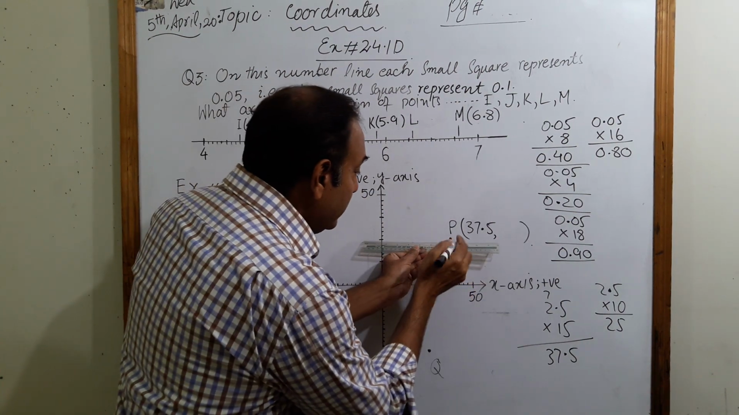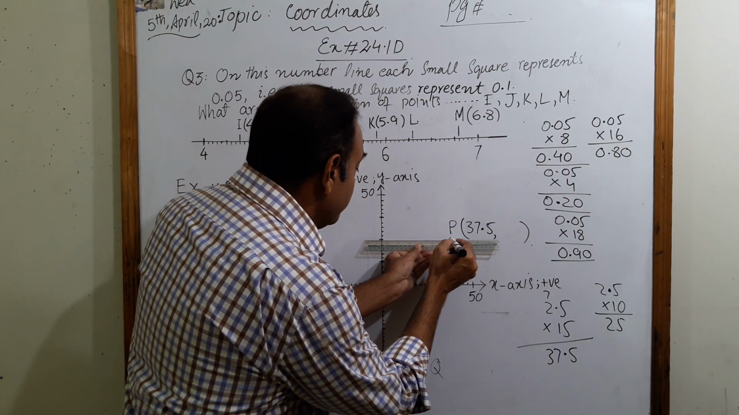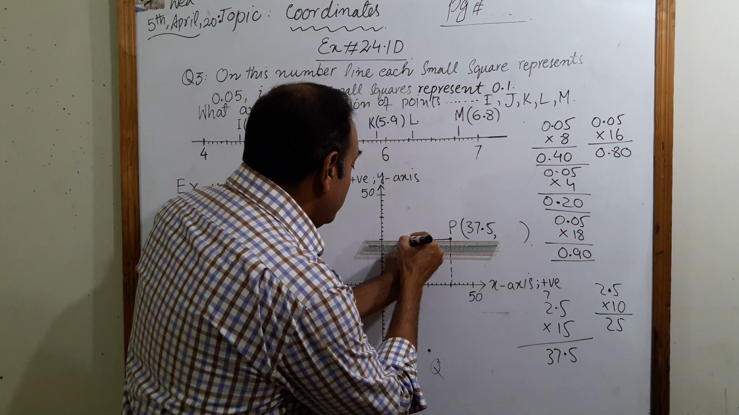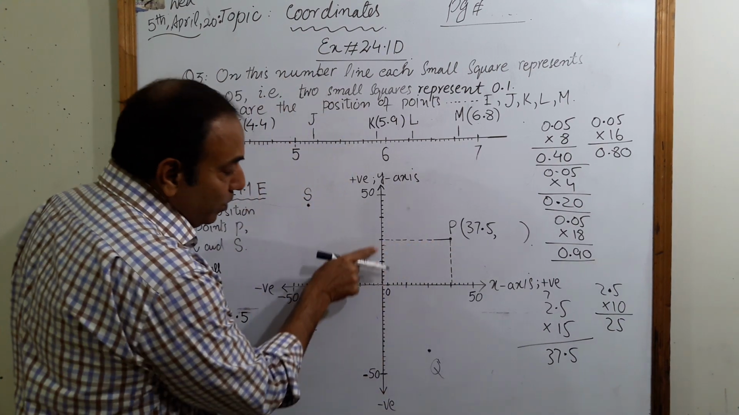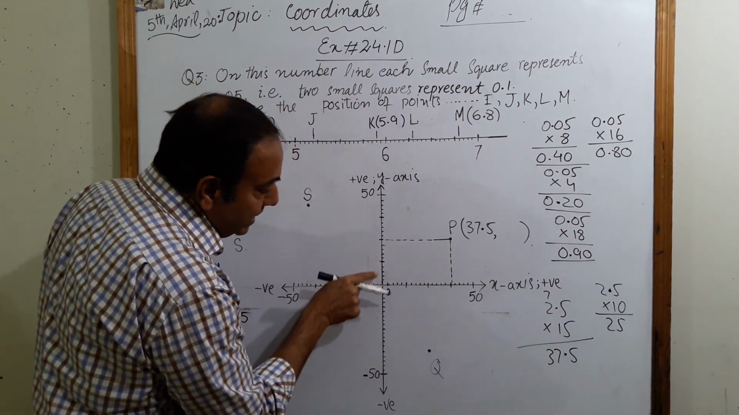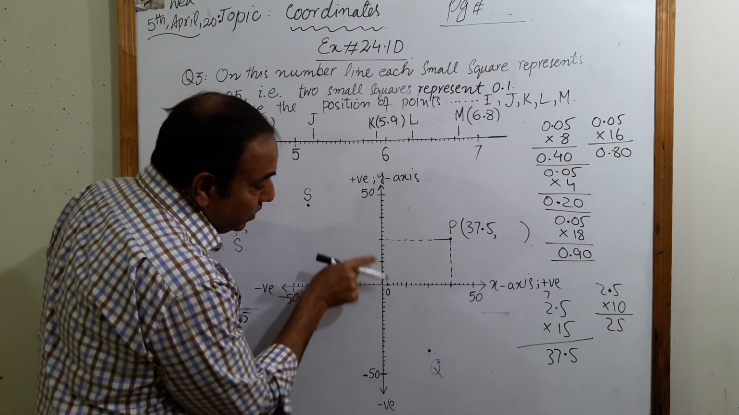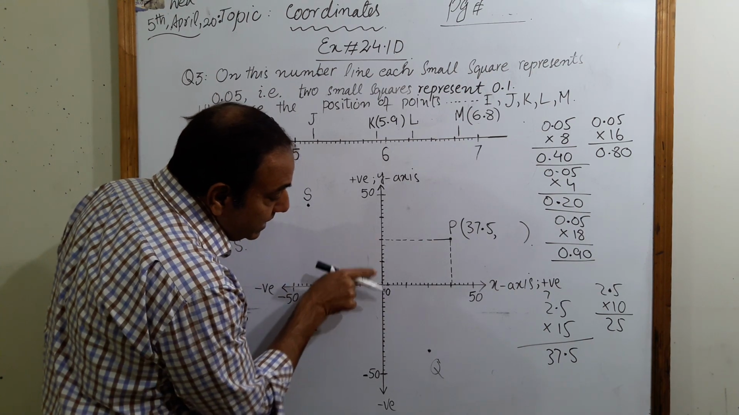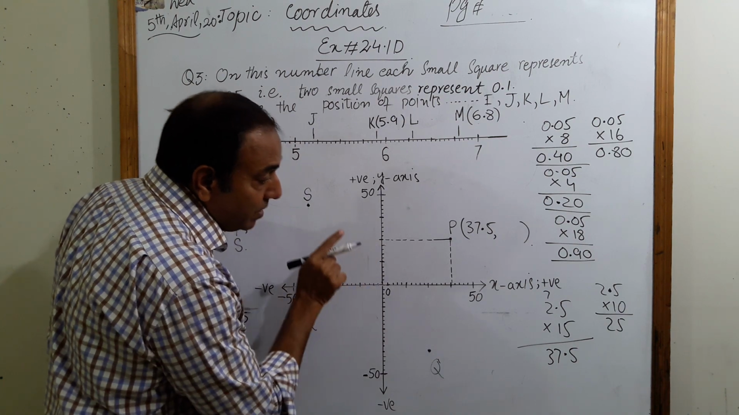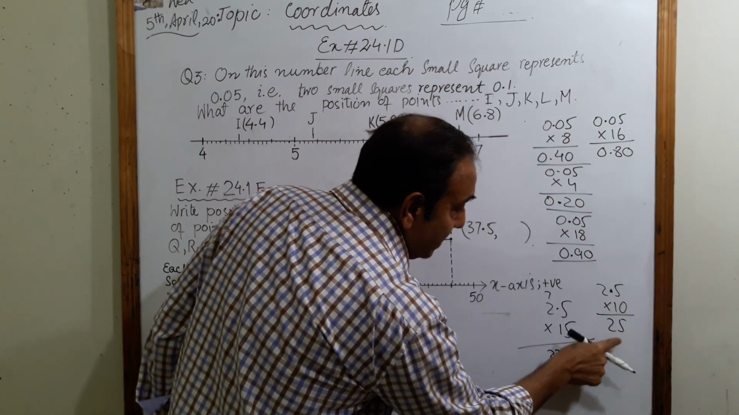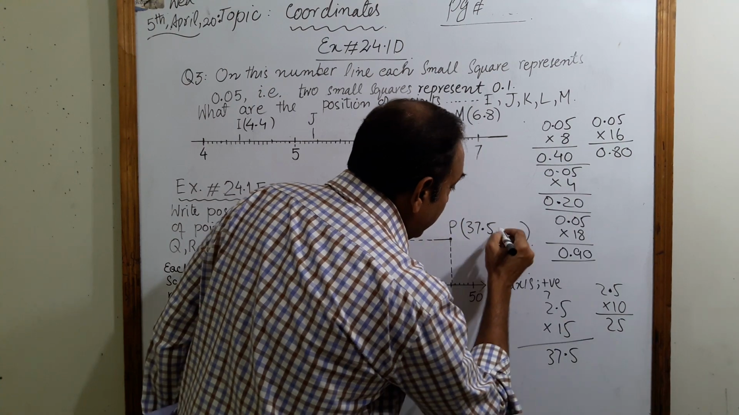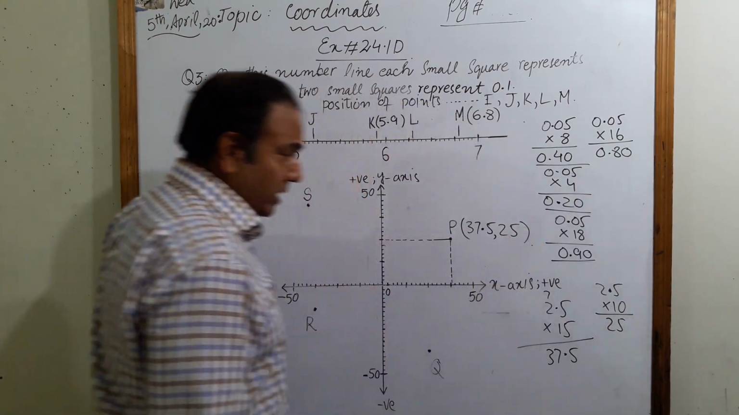To calculate the y coordinate, you have to drop a perpendicular from this point towards the y-axis. Now we can see clearly this line is 10 small squares away from the origin. Now I will multiply 2.5 by 10 and the answer becomes 25. So this is the y coordinate.